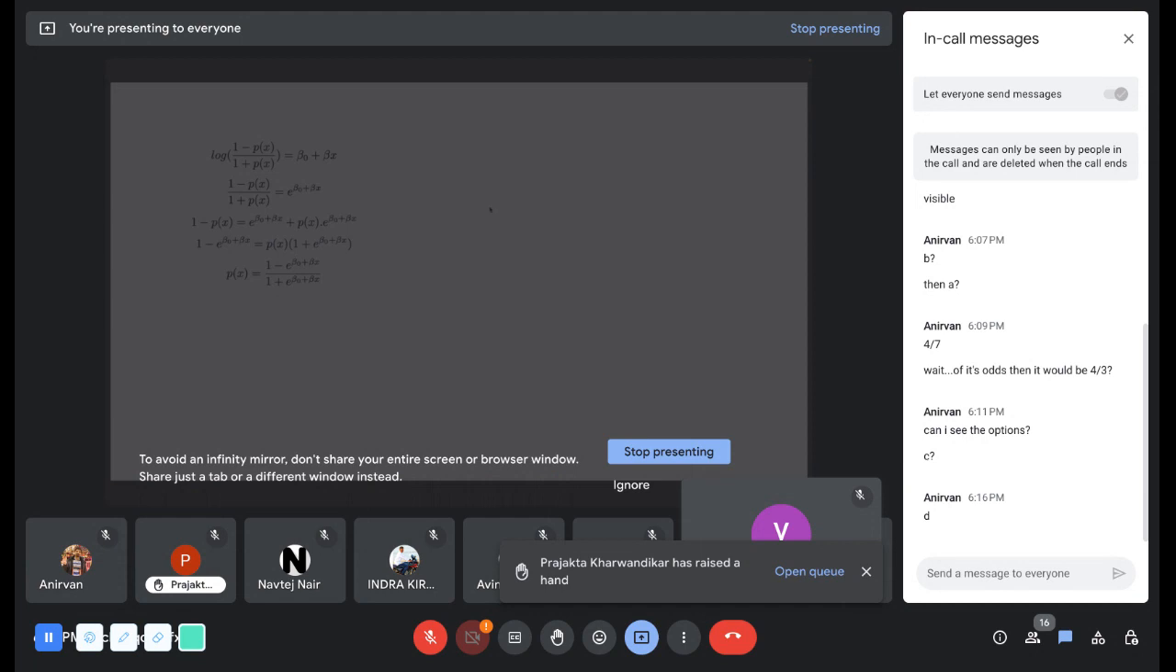Yeah. So that's the right answer would be. So it is very simple, right? Just straightforward algebra. There is nothing much here, right?